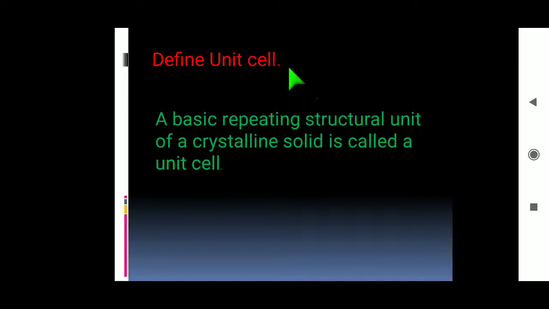Okay, now what is unit cell? A basic repeating structural unit of a crystalline solid is called a unit cell. As I told you earlier, the huge amount of red bricks. From the red bricks, you have to take only one brick, that is called a unit cell. It's for understanding.